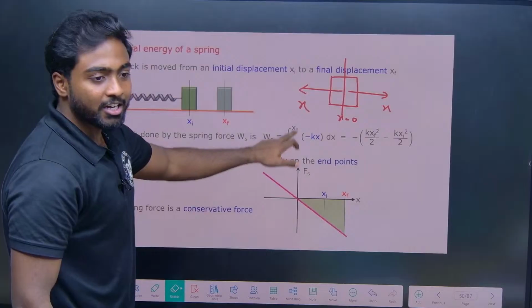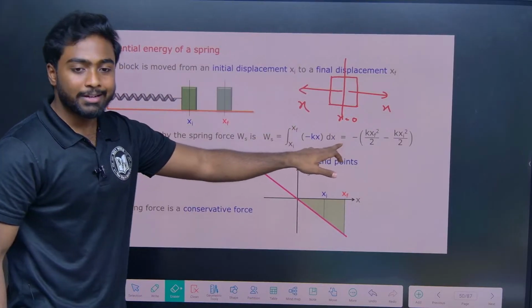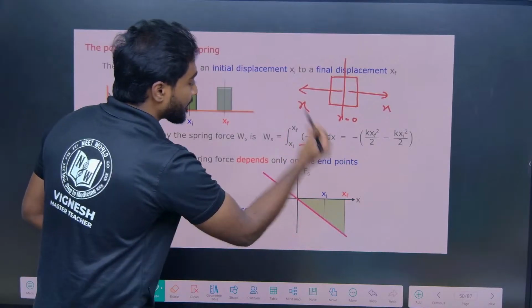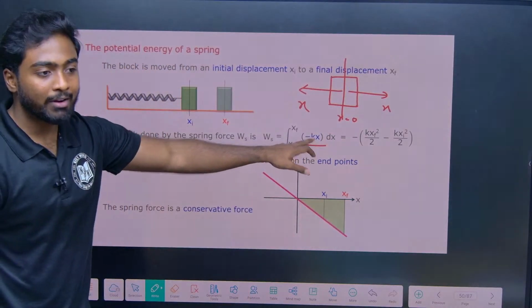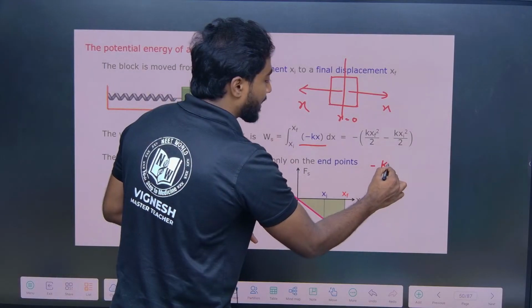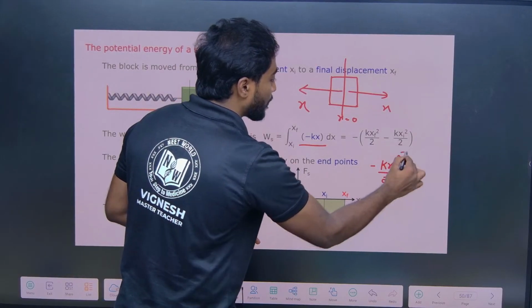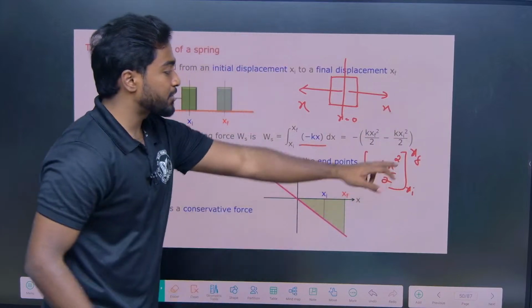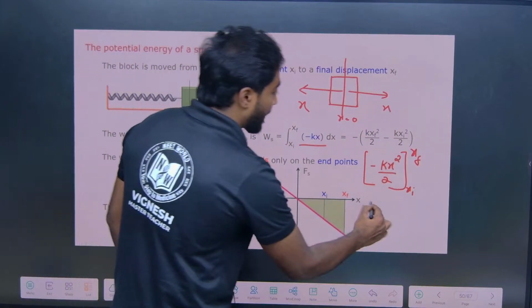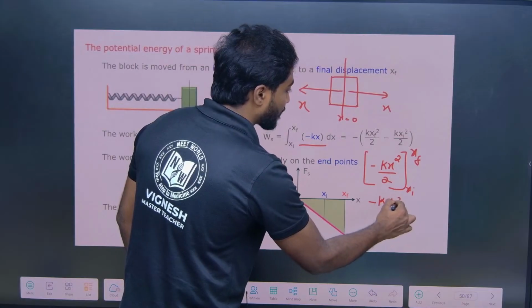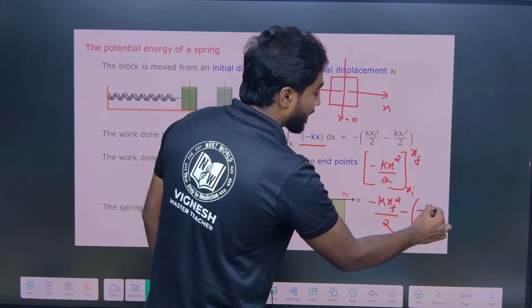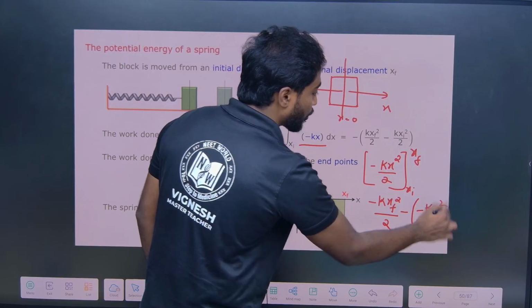Integral from x initial to x final of F dx. So F is nothing but minus kx. If I integrate this, what will happen? Minus kx square by 2 from x initial to x final. Now if I substitute these values, minus kx final square by 2, minus of minus kx initial square by 2.